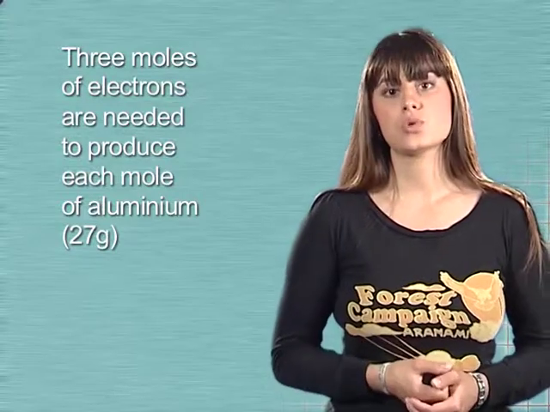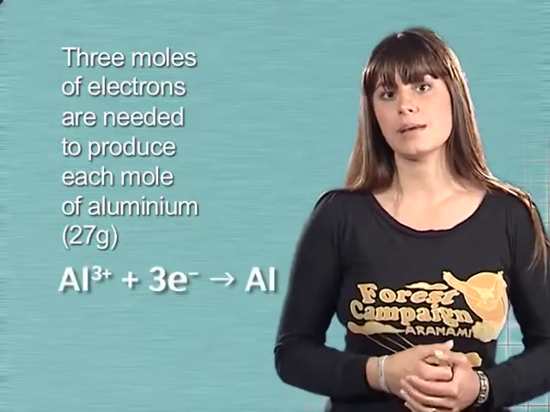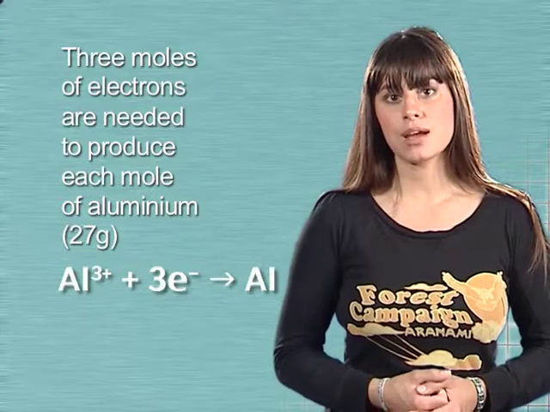Electricity is required to provide the high temperature of 970 degrees C and decompose the aluminium oxide by electrolysis. 3 moles of electrons are needed to produce each mole of aluminium, just 27 grams. The disposal of waste cryolite is a problem because it causes fluoride pollution. However, despite the negatives, aluminium has many useful applications and is manufactured on a large scale. Another very useful metal is titanium.